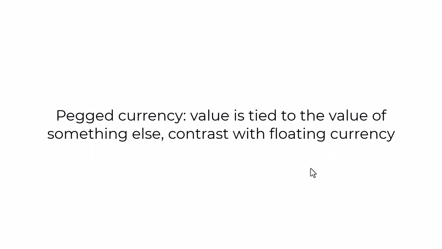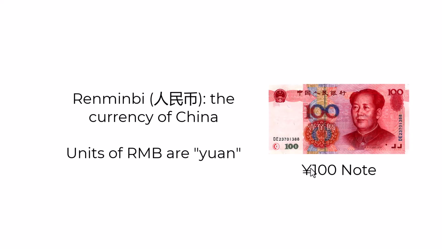Other currencies are pegged to the value of something else, whether that's another currency, the price of a basket of goods, or gold. Since most countries have abandoned the gold standard, pegged currencies are a lot less common than they used to be, although the most recent example of a pegged currency was the Chinese renminbi. In Chinese, that means the people's currency. The RMB was pegged to the US dollar until 2005.